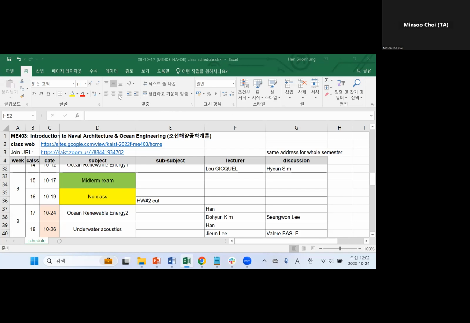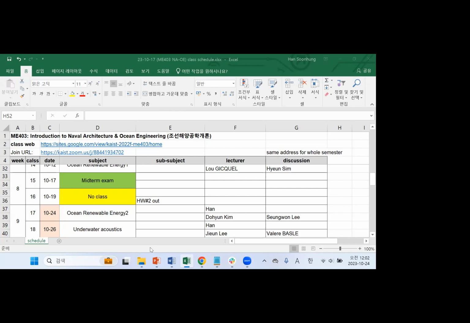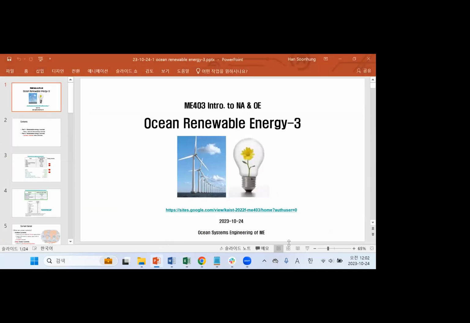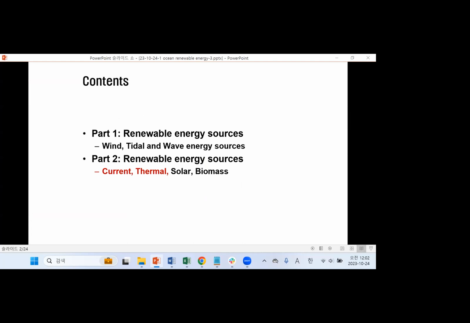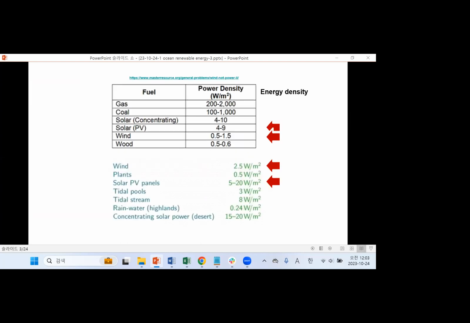No question here. Then I can move on to my part of TR for 3, ocean renewable energy, mostly focusing on current and thermal energy. And Doyeon will cover solar and biomass.